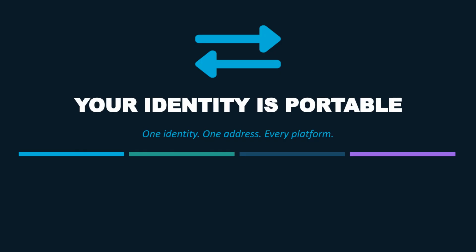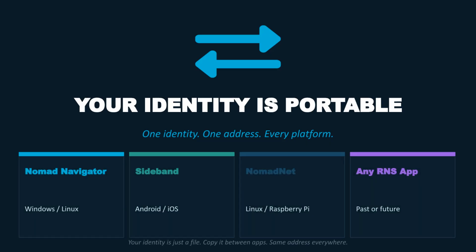Your identity is portable, meaning one address works across all Reticulum network stack apps, including NOMAD Navigator, Sideband for mobile, and NOMADNet for Linux and Raspberry Pi.